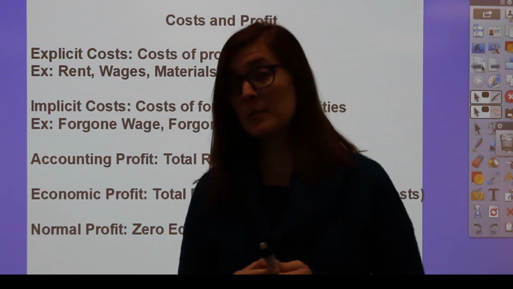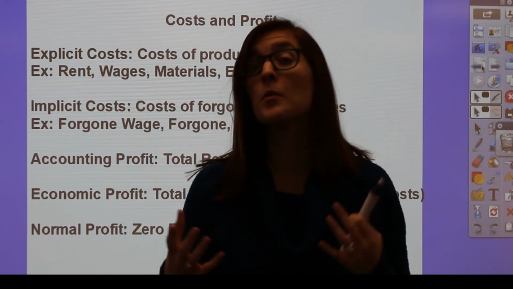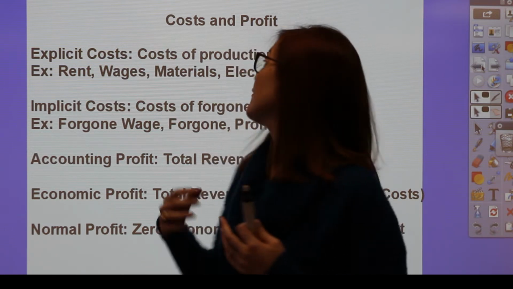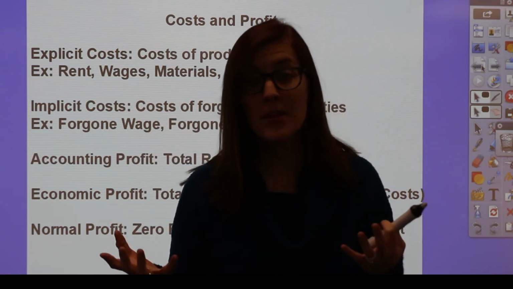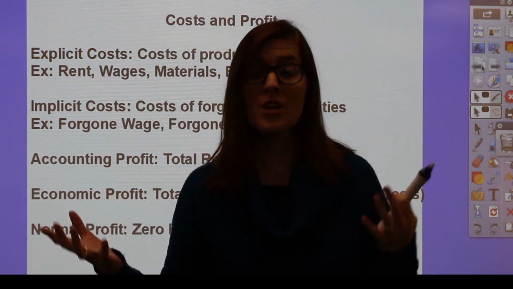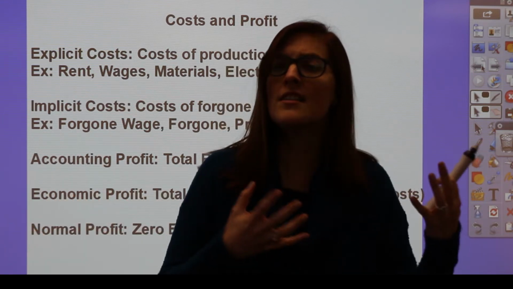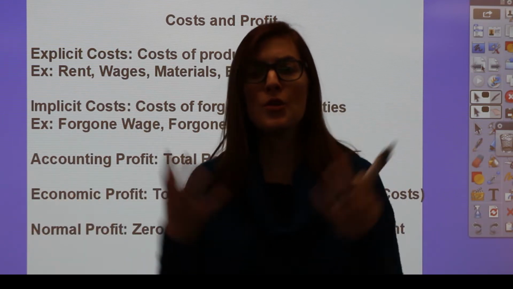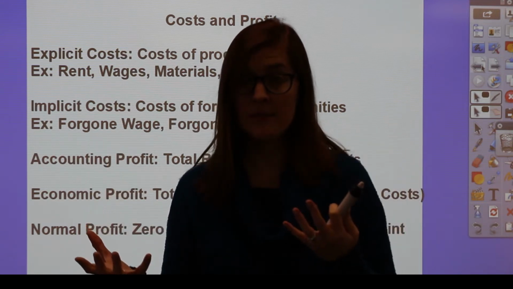A firm's explicit costs. Now these are just normal resource costs. So if you have to pay rent on a building, it's a normal resource cost that you're paying to use it, or your workers' wages, the resources used to make the product.